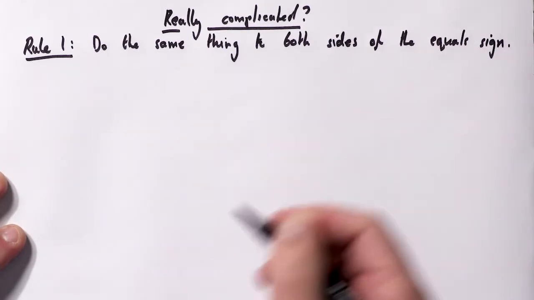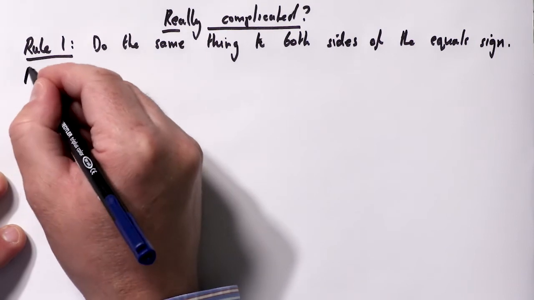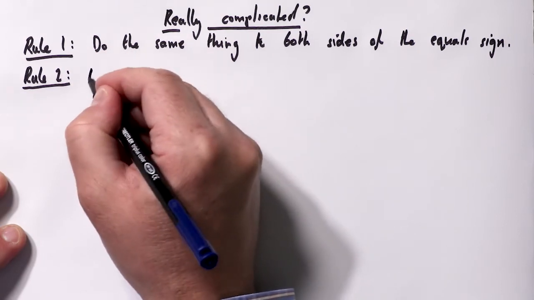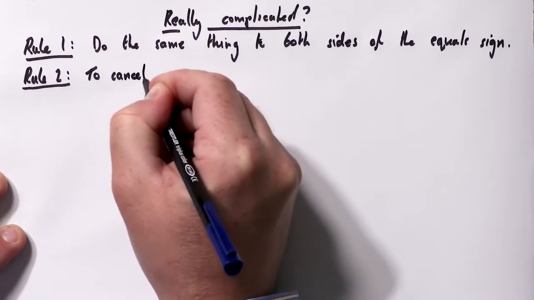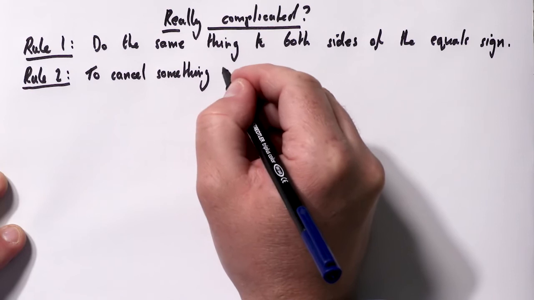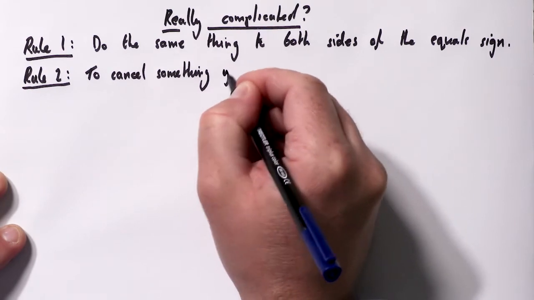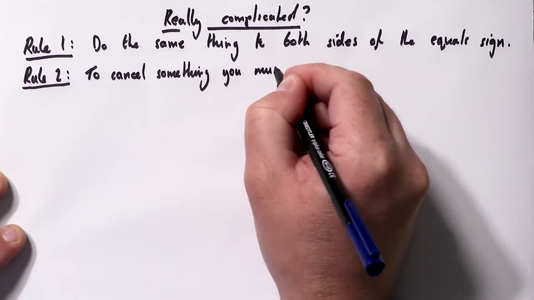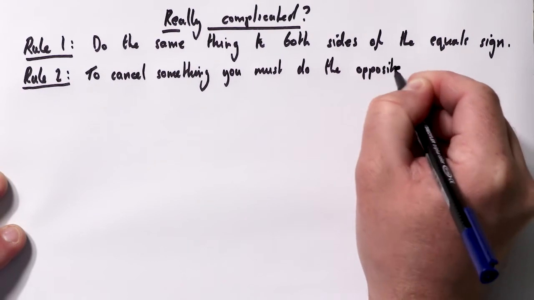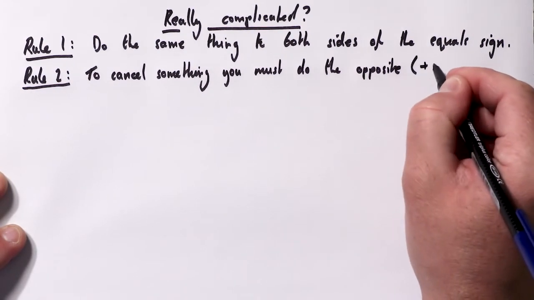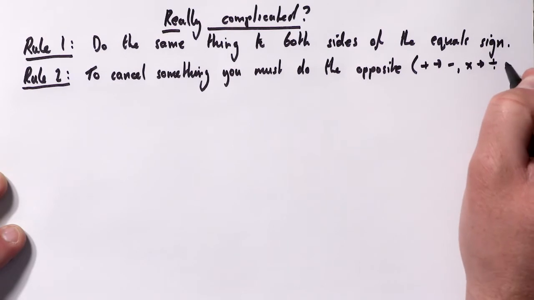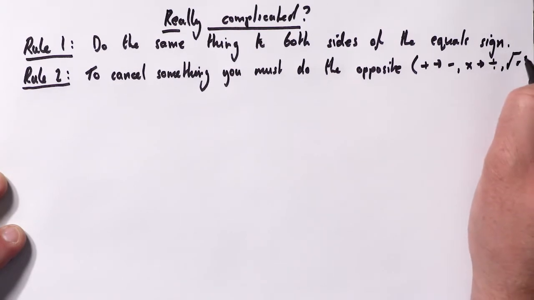That keeps everything balanced. And rule 2 is to cancel something out. So to get rid of something, you must do the opposite. So, for instance, plus becomes minus, times becomes divide, and the same thing goes for square roots becoming squared.